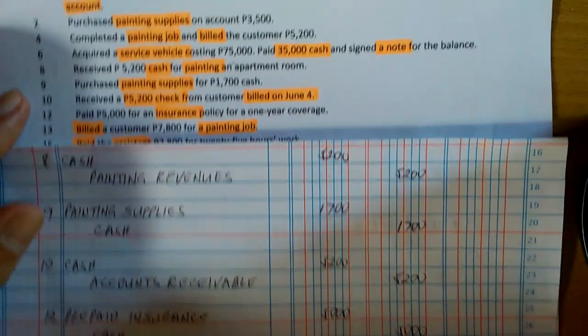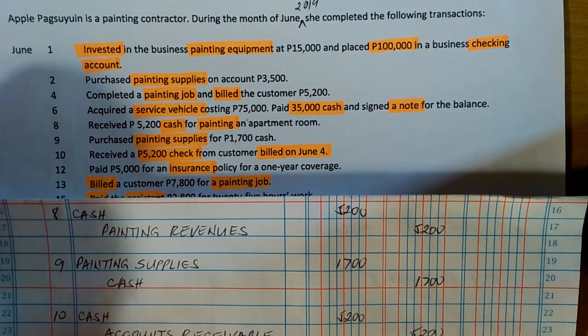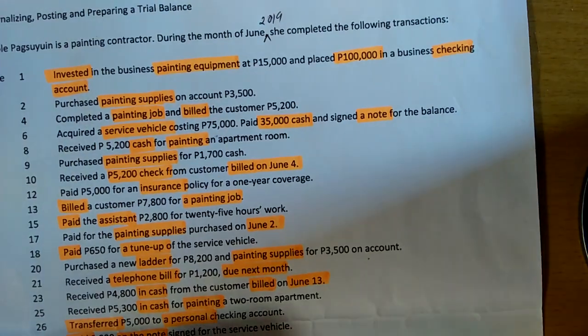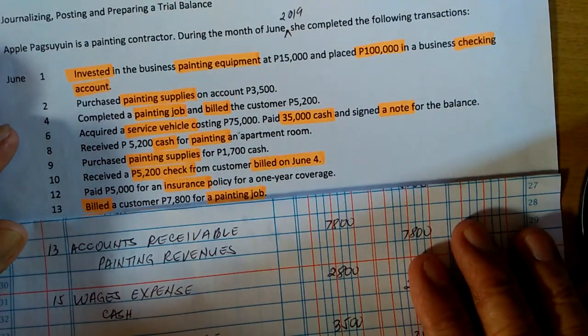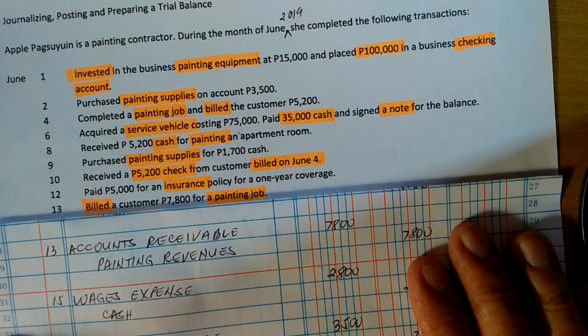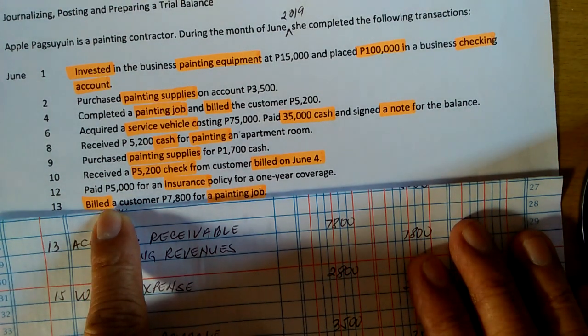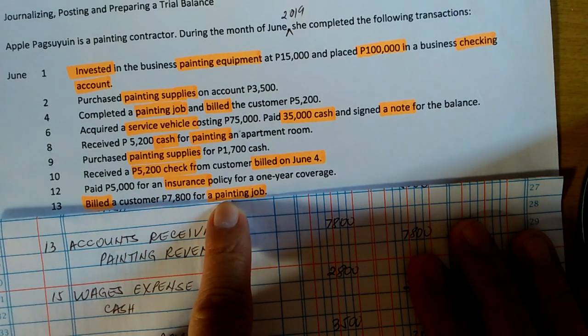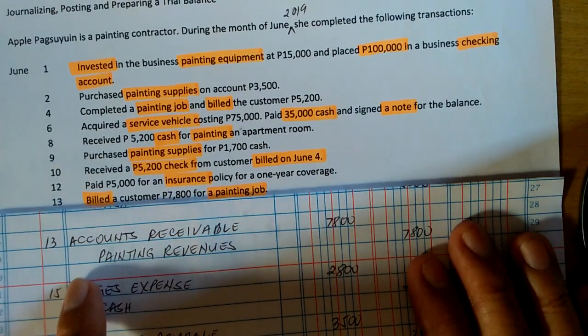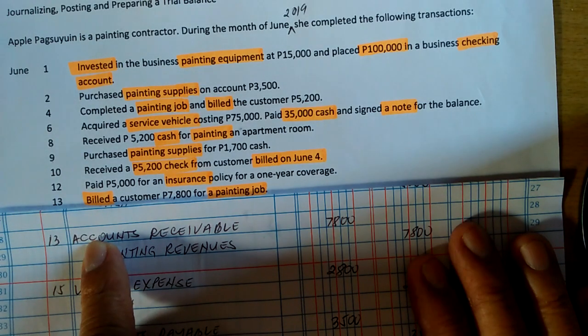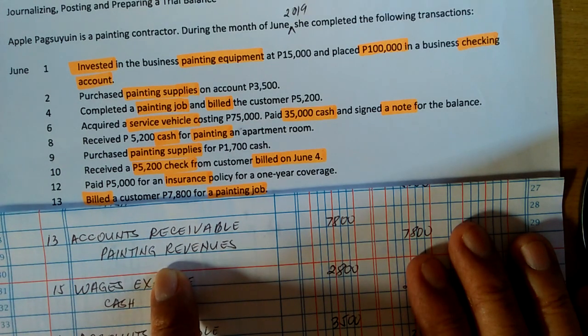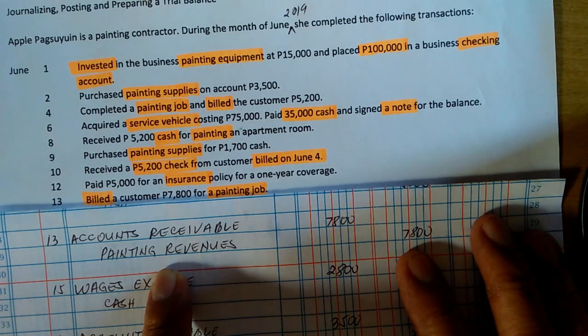June 13, billed customer 7,800 for a painting job. Okay. Billed customer for painting job. So, the company earned income. Debit account receivable, 7,800, and credit painting revenues, 7,800.